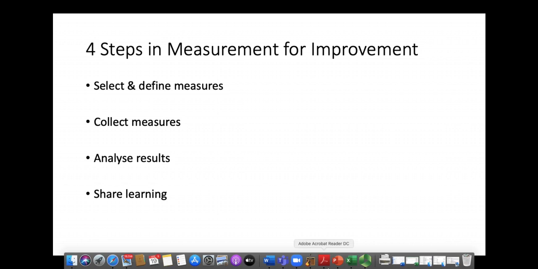We also need to define these measures using what we call operational definitions. This is important for measures such as time, which need a definition to decide when the time starts and when it ends. We need to collect measures, and the key thing here is to make it easy to collect measures, and where possible to collect measurement that has already been used for other purposes and use it for improvement. We need to analyze results, and importantly here, one of the most useful things we can do is to look at data over time. And finally, we need to share our measures to help influence and change behavior.